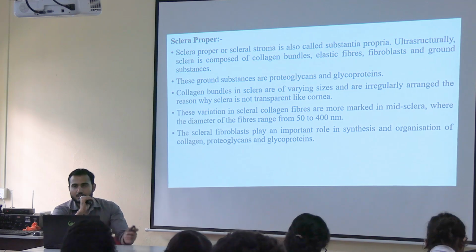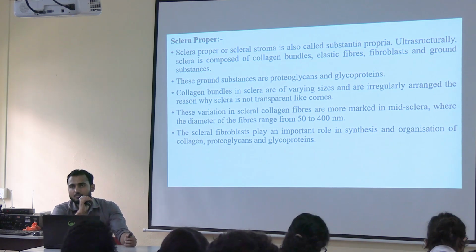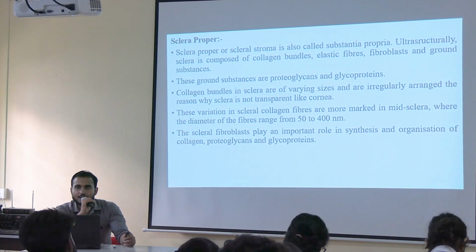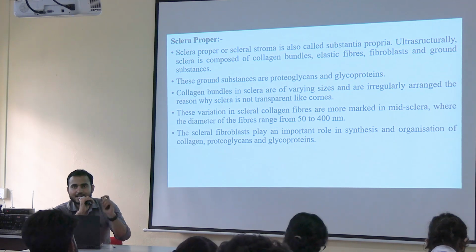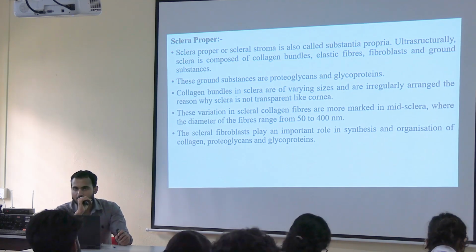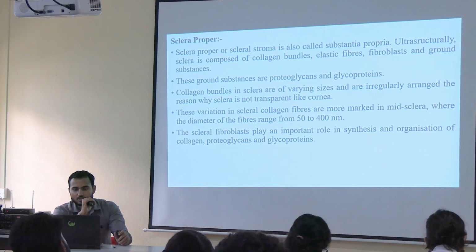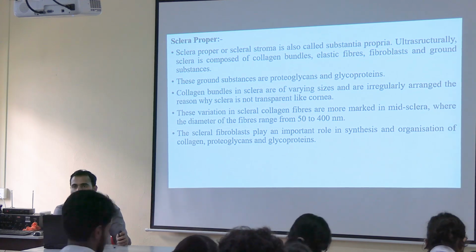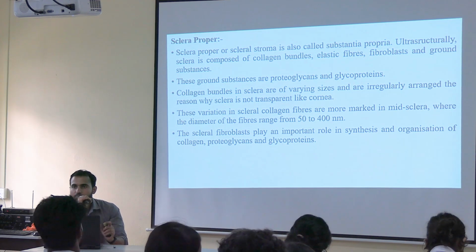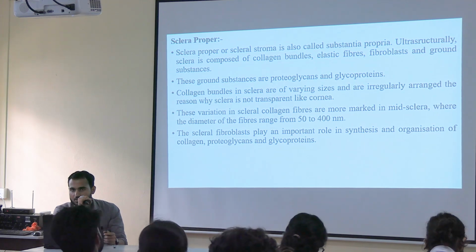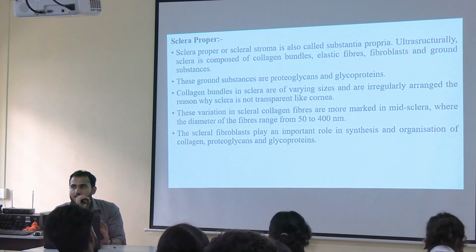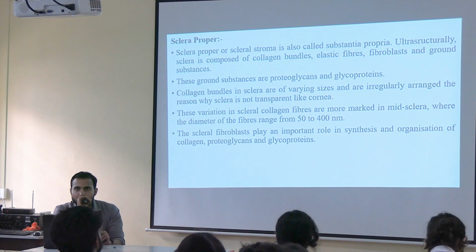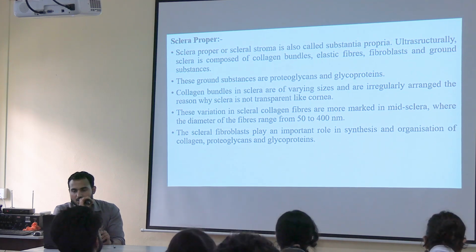Now, in the beginning, I mentioned that in this layer, bundles of collagen fibers are present. These collagen fibers vary in size. That means the diameter of the collagen fibers is not the same. It ranges from 50 to 400 nanometers, and due to the varying size, the bundles of collagen fibers are irregularly arranged. Due to this irregular arrangement of the collagen fibers, the sclera is non-transparent.